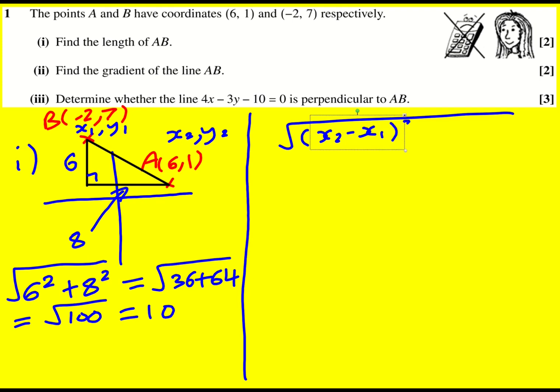It doesn't matter because you're then squaring it. So whether it's positive or negative doesn't make a difference. And then we do exactly the same for the y's, the differences in the y's, and then squared. So, if you prefer, this is a formula that you can use.